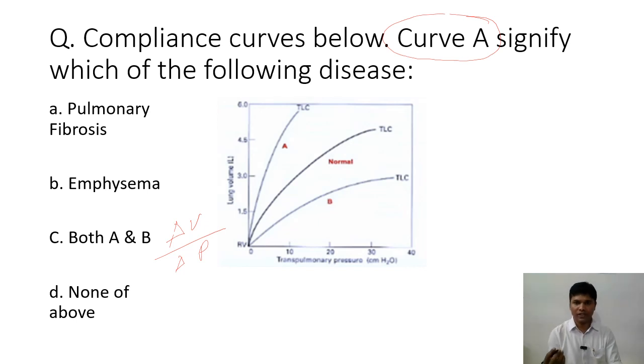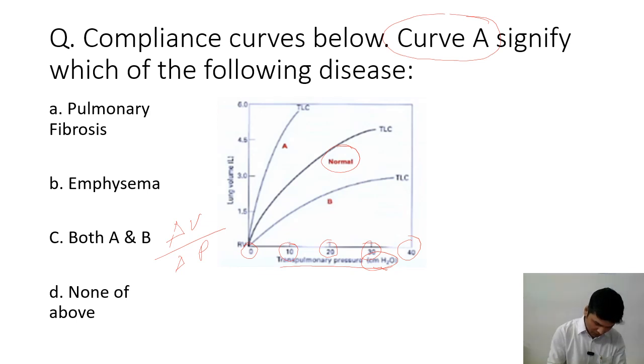So it means if you are changing the pressure, how much volume will change. In the normal lung, here we can see the transpulmonary pressure. Pressure change means transpulmonary pressure. Suppose transpulmonary pressure is 0 here, here 10 centimeter of water, 20 centimeter water, 30 centimeter water, and 40 centimeter water. So suppose this is 10 centimeter water. Just plot like this. Suppose this is 20, just plot like this.